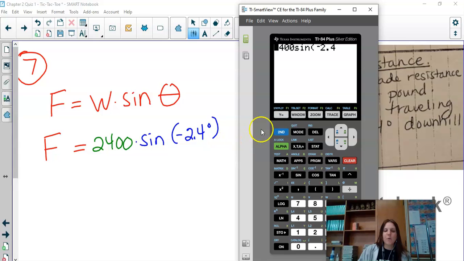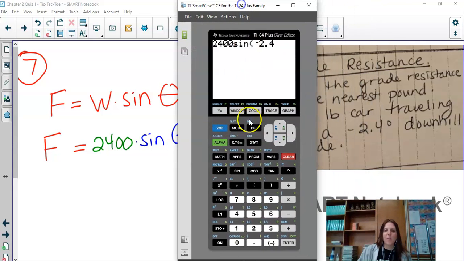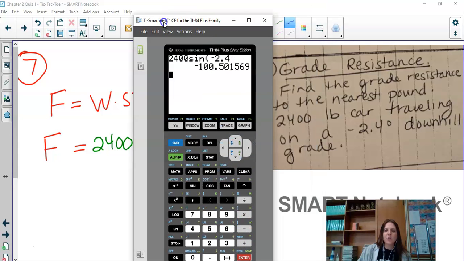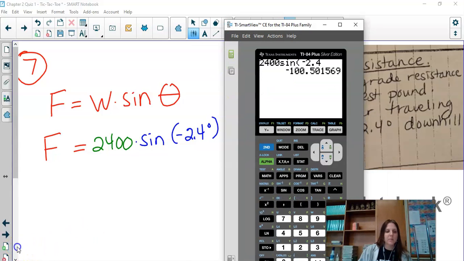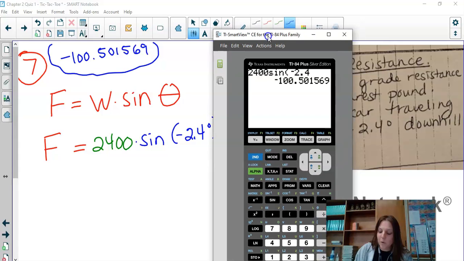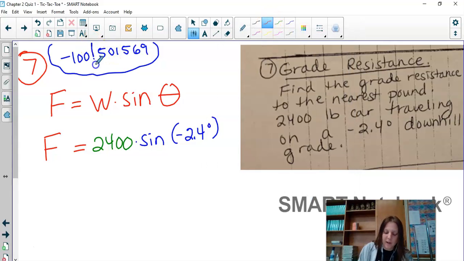And I typed in 2,400 sine of negative 2.4. Make sure you're using the negative key, not the subtraction symbol. The directions say to round to the nearest pound. So if I'm looking at this number, that means this number should have no decimals after it. So think about how you would round that. If this is my decimal point here and I want to round to this digit, that means I'm looking behind and I notice that this is a 5 or up. So I'm going to round this number up. So my grade resistance should be negative 101 pounds.